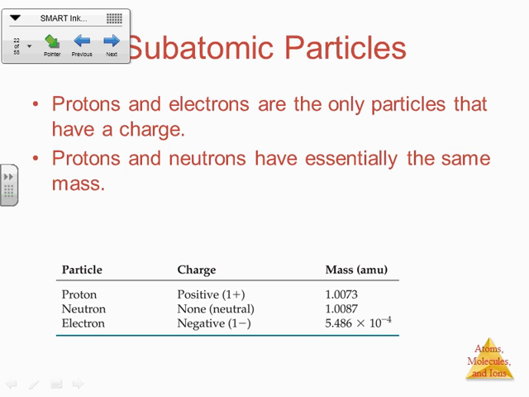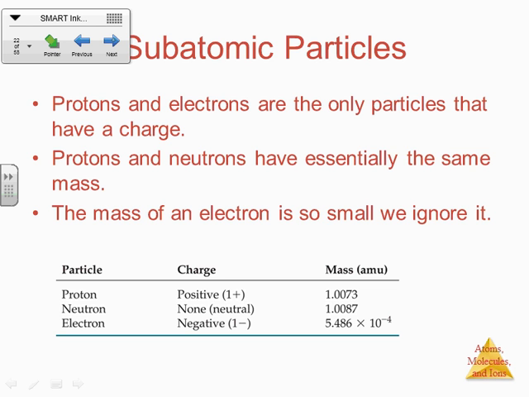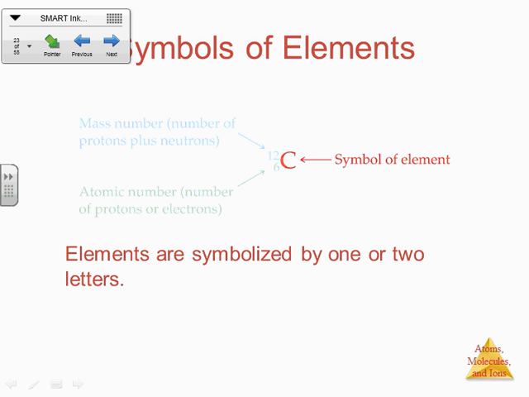Protons and neutrons have about the same mass. Neutrons are neutrally charged. The electron is significantly smaller. It's so small, in fact, we just ignore it. There's a little chart down here that's not very clear. It didn't copy very well, but it gives a summary of the charge and the mass of each of the different subatomic particles. Okay, so let's take a look at the sample problem here.